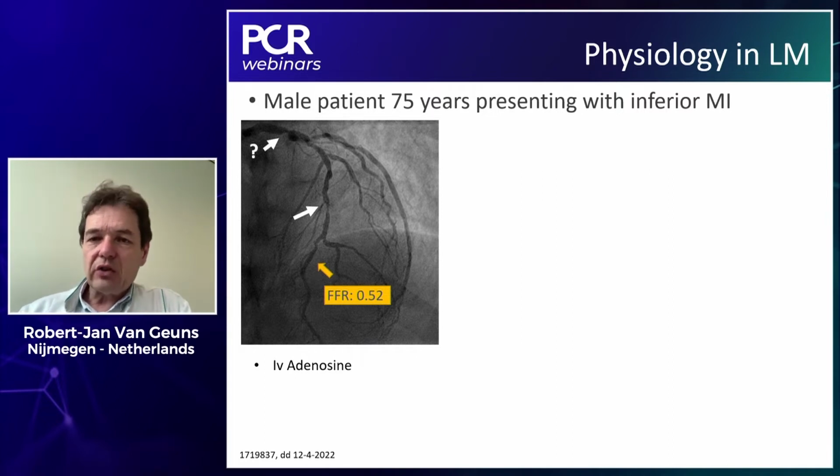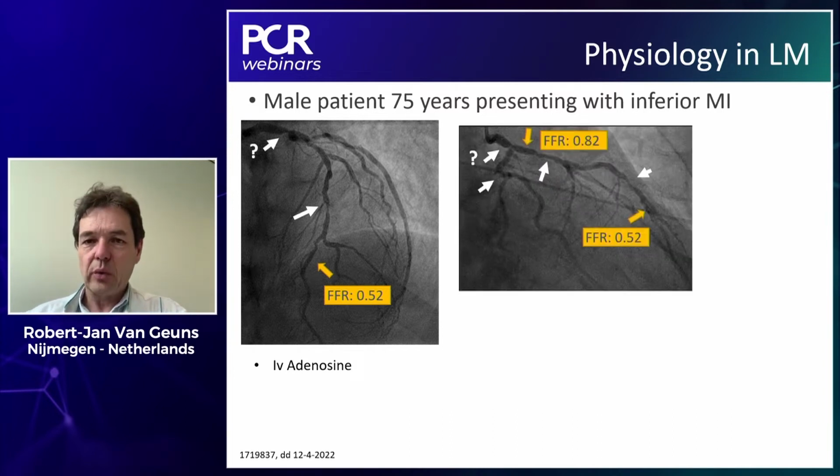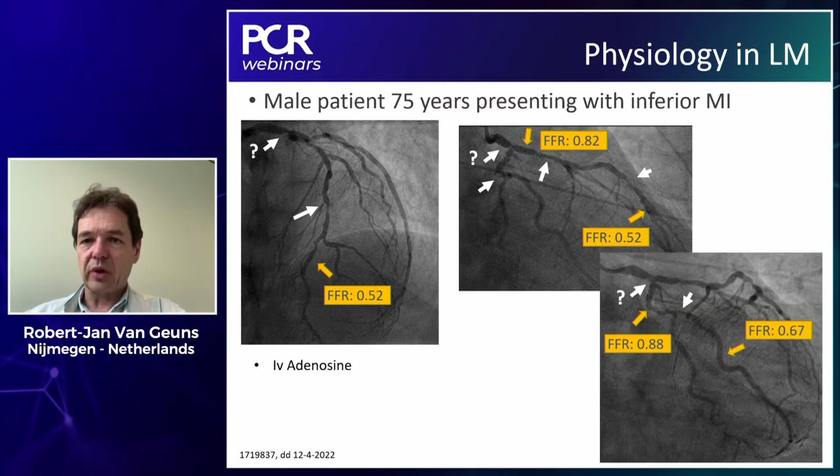So we start doing this measurement based on FFR technology with IV adenosine. You can see that the lesion was distally positive with an FFR of 0.52. But then we will show you that in the proximal LAD there's an FFR of 0.82, and similar for the circumflex, where you can see it is distally 0.67 and more proximally 0.88. So your first impression is, is this significant or not?